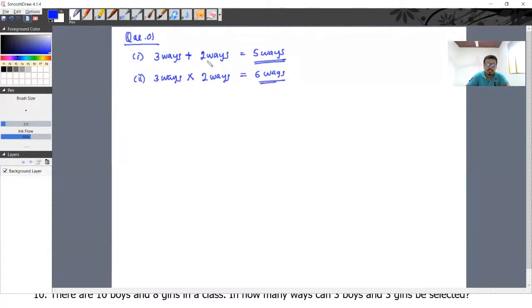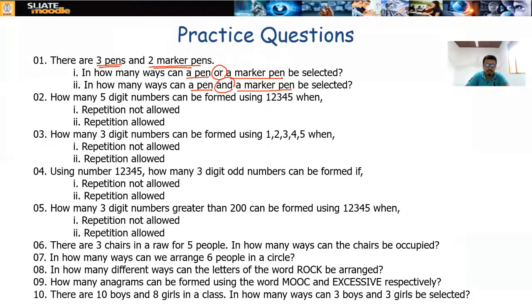See how these terms impact our final answer. If they have used the term or, we use what? Addition, and if they have used the term and, we use multiplication in finding the number of possible options. Right. So those are the answers for question number 1.